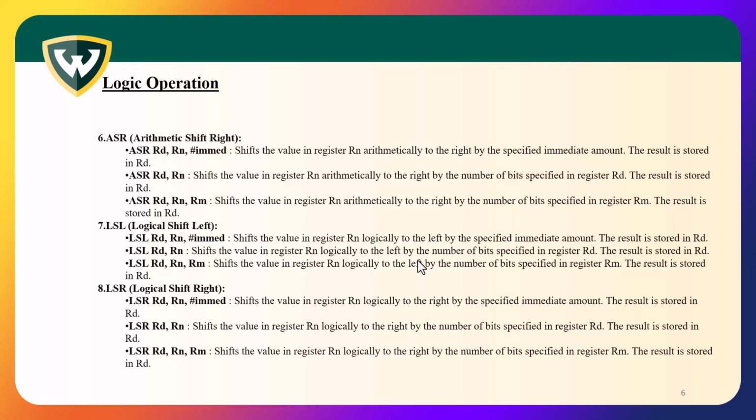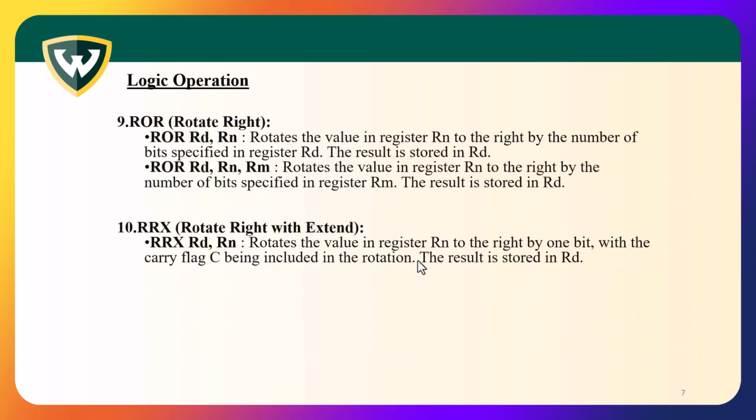So these are the logic operations. They are used as logic operators and can be used with 2 operands or 3 operands. And there are other operations called ROR and RRX. ROR is rotate right, and RRX is rotate right with extend, which rotates the value in the register to the right by 1 bit, with the carry flag C being included in the rotation. The result is stored in RD.